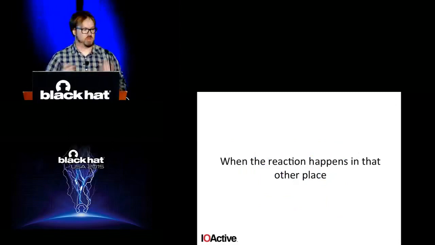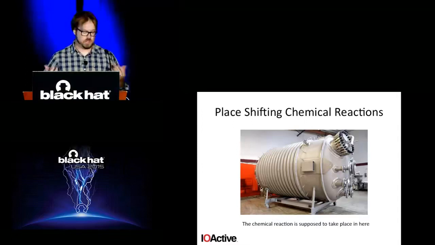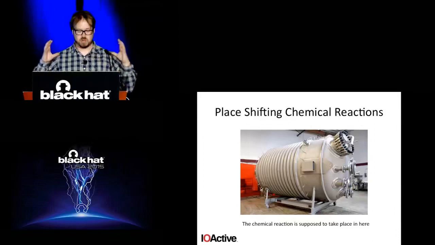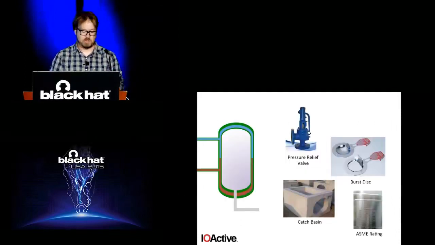So let's talk about the actual mechanisms of physical damage and how we'd go about this. The first thing that you usually find is place-shifting chemical reactions. As the attacker, you're the great god of all the pipes and valves and switchy things. Chemical reactions are supposed to take place in great big pressure vessels that are all stamped and rated. A lot of the time these things have heating and cooling sleeves, but they also have all the defenses that the process control guys build into them.